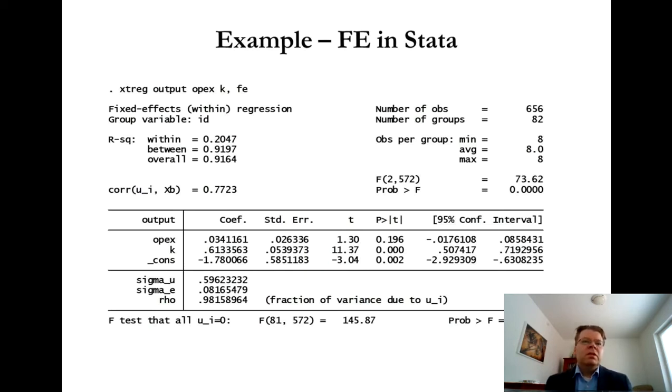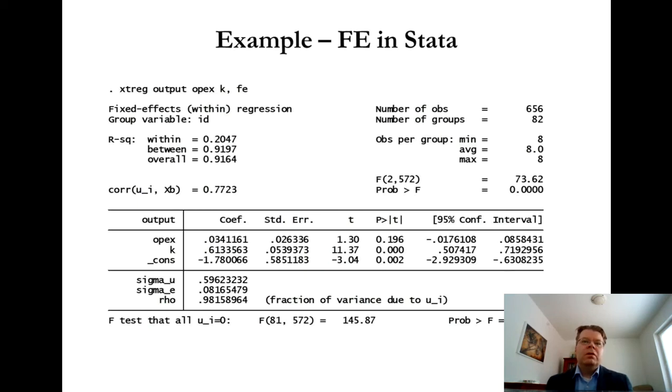Below this regression output, sigma u refers to the estimated standard deviation of these u terms, and sigma e is the estimated standard deviation of what I have indicated by v terms, and rho is the fraction of variance due to this heterogeneity term ui.